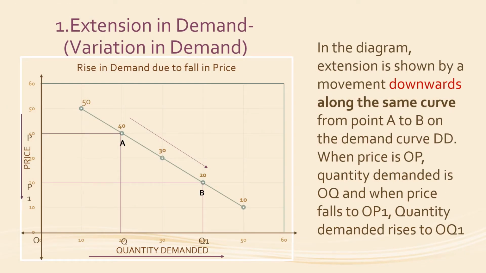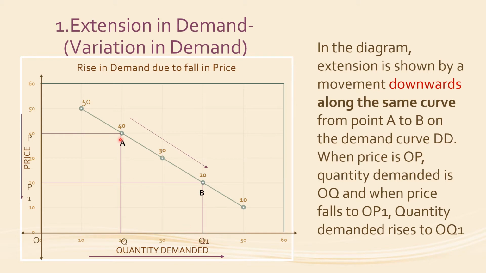We now have the first case of variation in demand, and that is extension in demand. In the diagram, extension is shown by a movement downwards along the same curve from point A to point B on the demand curve DD. When price is OP, the quantity demanded is OQ. And when price falls to OP1, quantity demanded rises to OQ1.